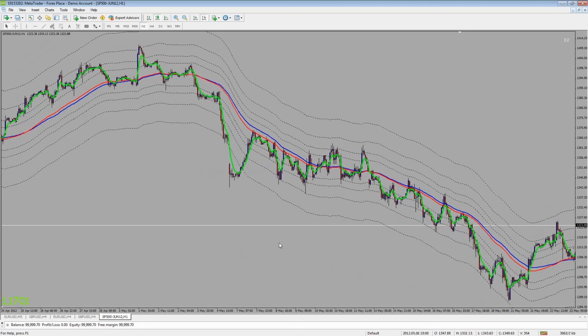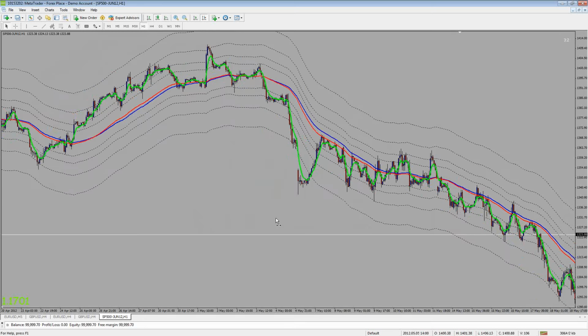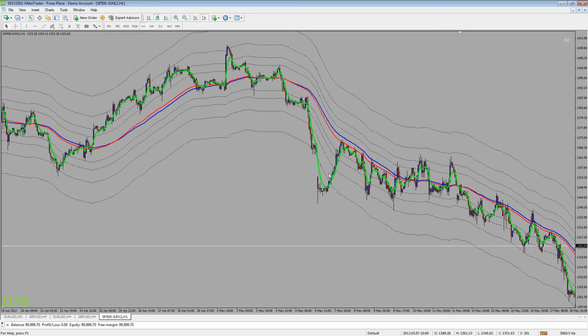Basically, that's the core of the system, but we can see here that we have some other lines, and obviously we'll add some more indicators to help us identify better entry points, golden entry points as I call them, a combination of several indicators to give higher chances of success to your trades.